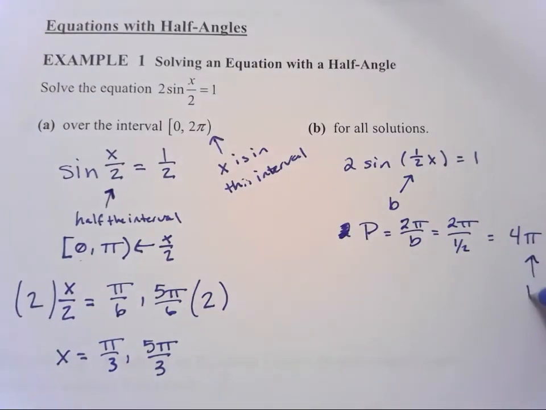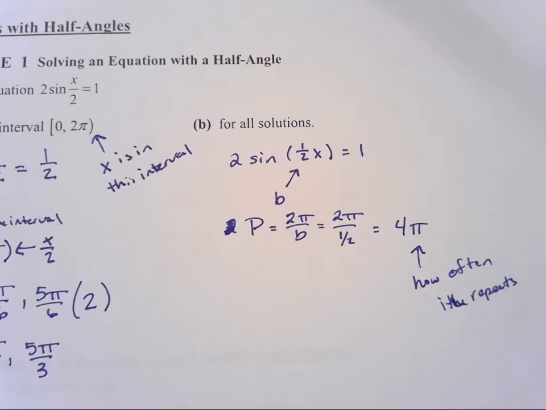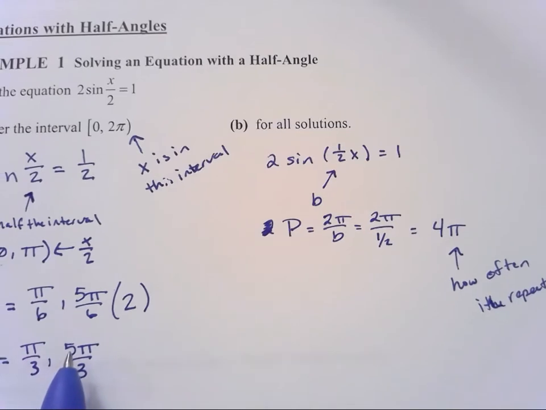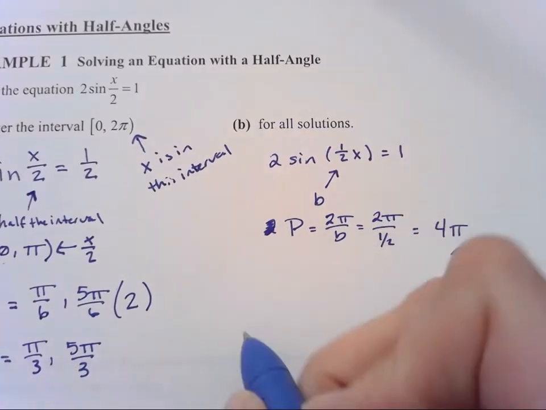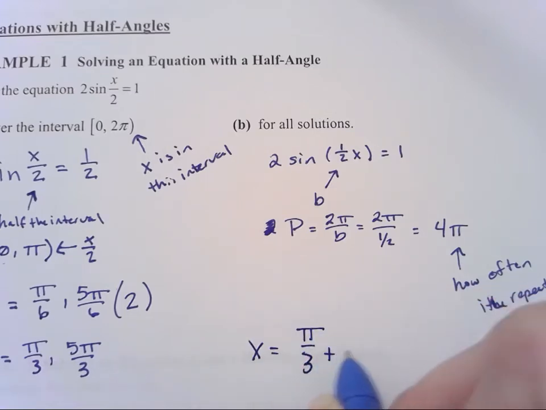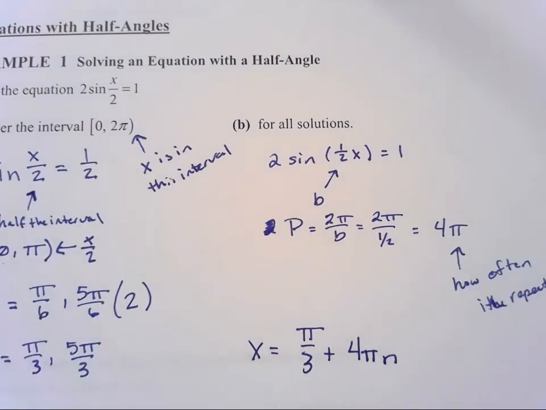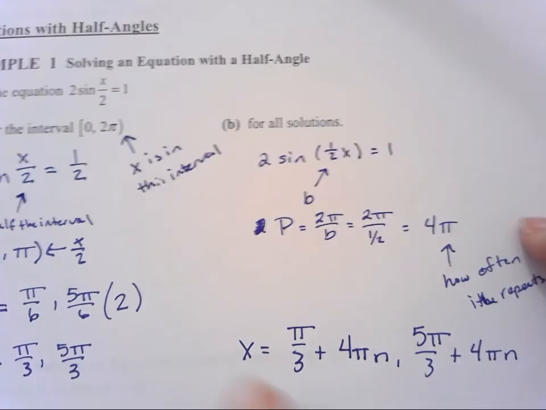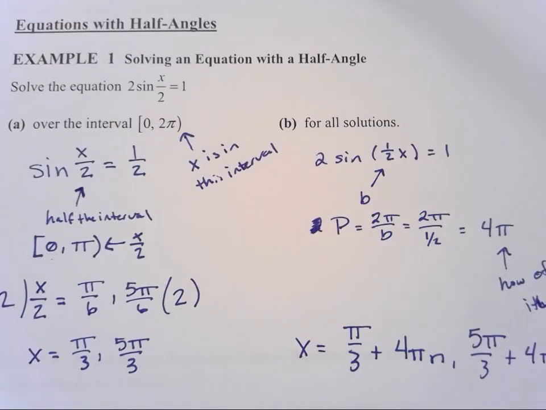And this is how often the graph repeats. Okay. Well, if it repeats every 4 pi, then I'm going to take these two basic answers over here and add multiples of 4 pi. So that's going to be pi over 3 plus 4 pi n, and 5 pi over 3 plus 4 pi n. So this is all solutions, and this is solutions on a particular interval.